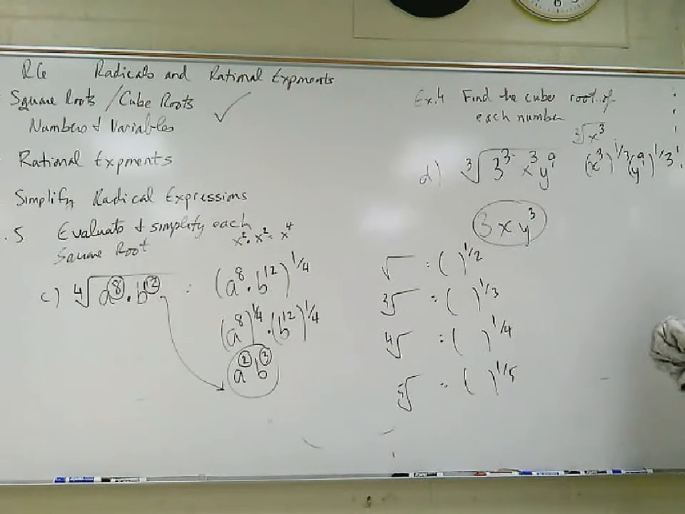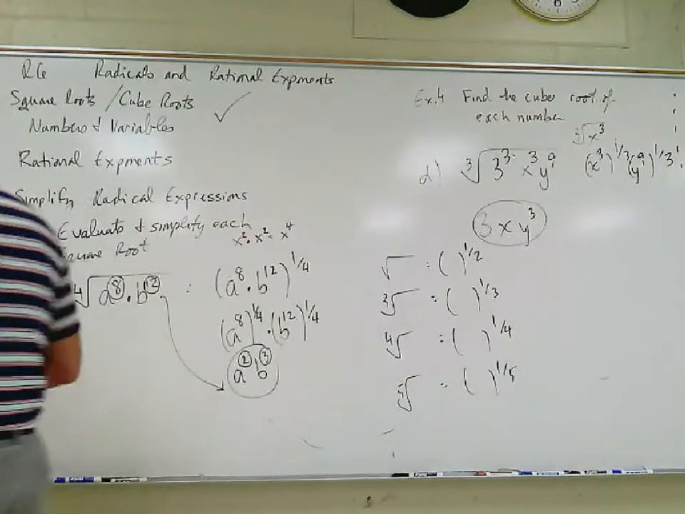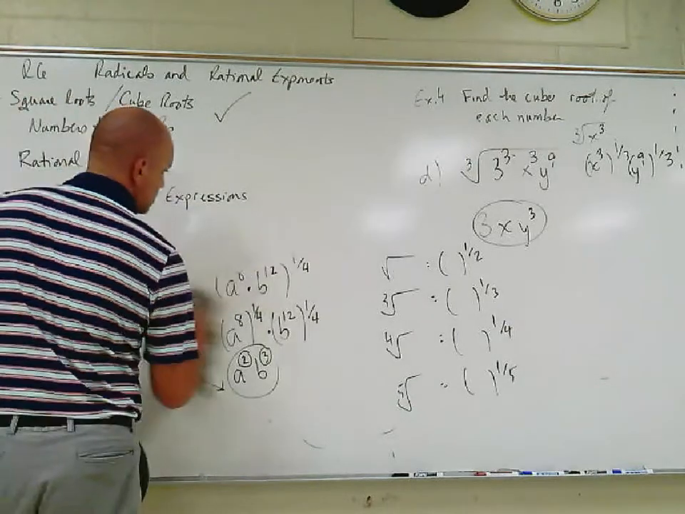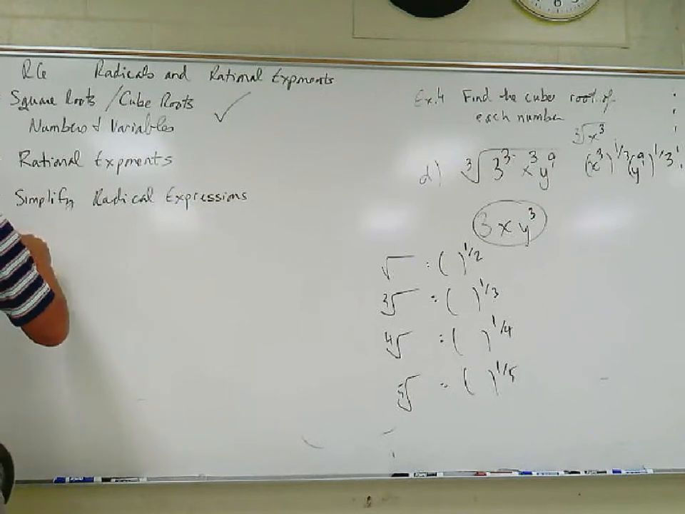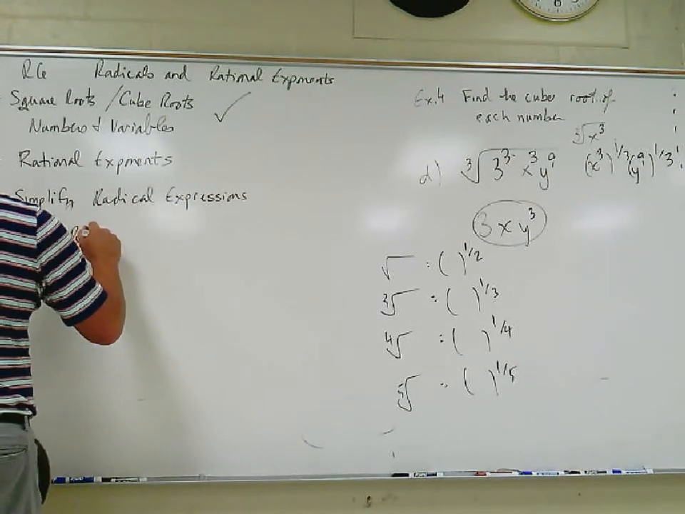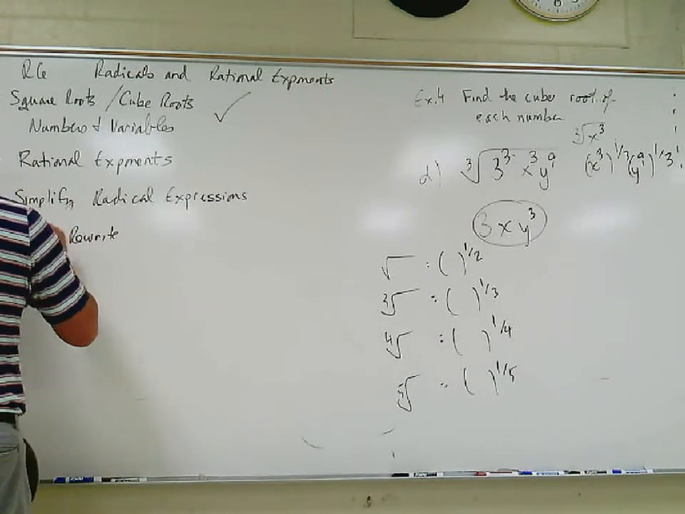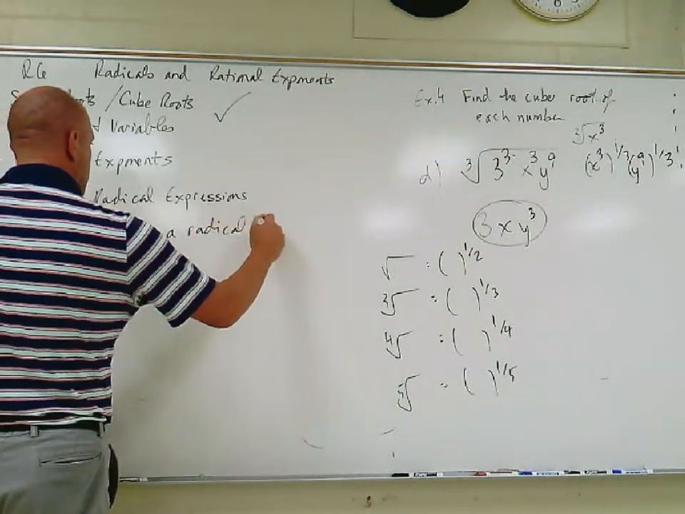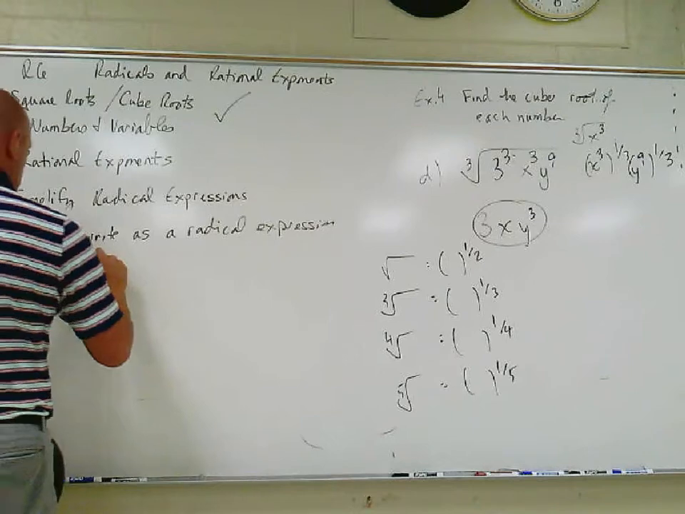So they may give me a problem that says write it as a radical or write it with the exponent. Okay. So here's a question that we might get, something like this. We'll call this example 6. Rewrite as a radical expression. Okay, so let's try this one, part A, 7 to the 1/2.